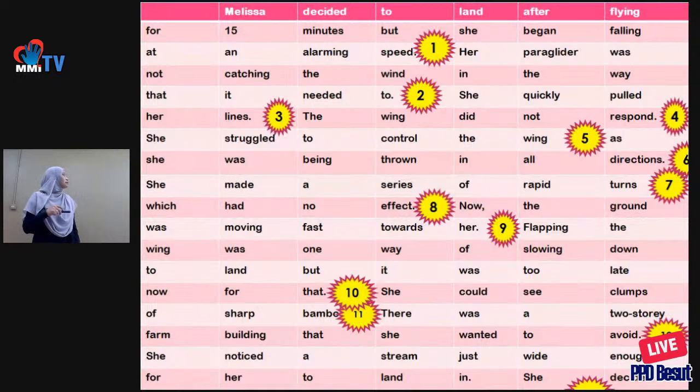She could see clumps of sharp bamboo. There was a 2-story farm building that she wanted to avoid. She noticed a stream just wide enough for her to land in. She decided that this was her best chance.